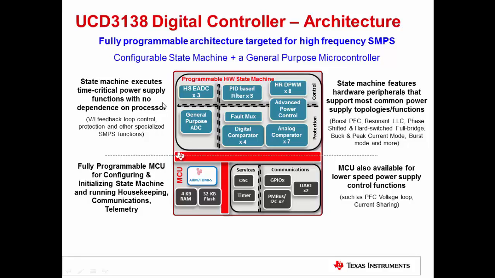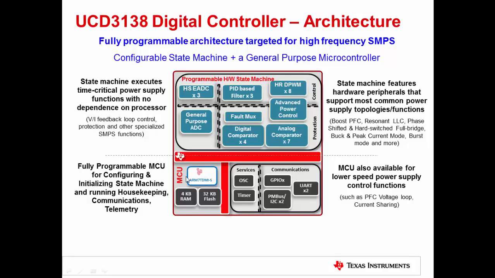As mentioned earlier, the state machine executes the time-critical power supply functions with no dependence on the processor. The state machine features hardware peripherals that support the most common power supply topologies such as boost PFC, resonant LLC, phase-shifted full bridge, hard switch full bridge, buck, and also other special power supply functions such as peak current mode, burst mode, and so on.